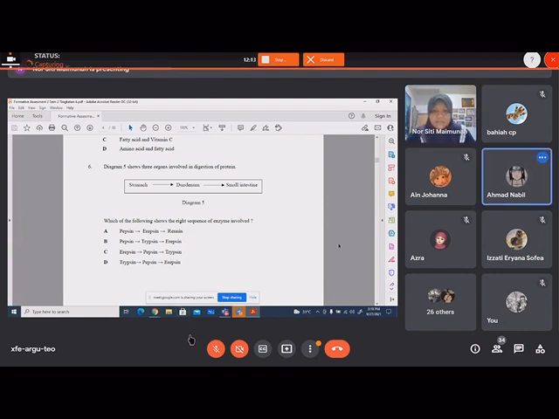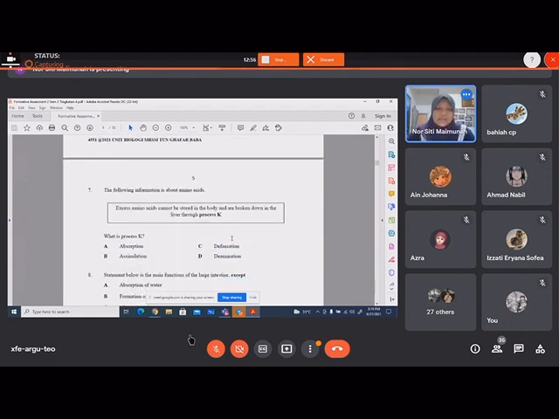Number 6. Nabil. Diagram 5 shows 3 organs involved in digestion of protein: stomach, duodenum, small intestine. Which of the following shows the right sequence of enzymes involved? My answer is B, pepsin, trypsin, erepsin. Okay, correct. The protein digestion started in the stomach and ends at the small intestine, ileum. The enzymes involved are pepsin, trypsin, erepsin, or the newer name for erepsin, peptidase.